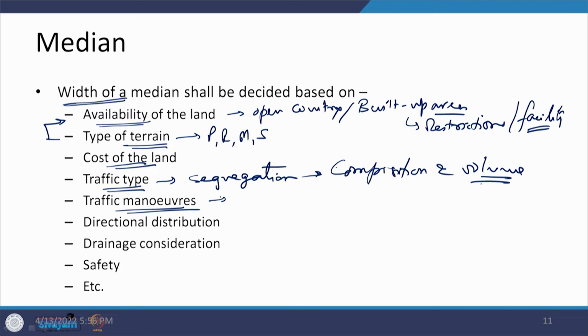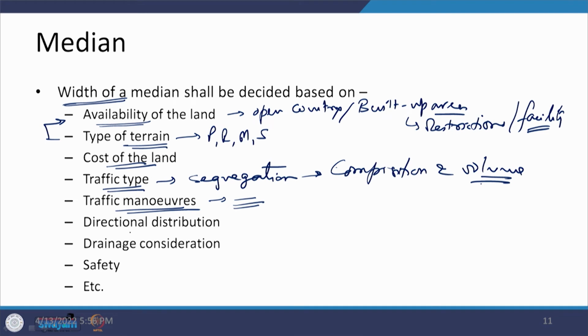So, we have a right turning, we have a left turning, the traffic is moving straight, there is a merging or diverging traffic. So, all these type of maneuvers are there, and if we have to segregate them, then what are the ways in which that can be done is what we are looking here. Directional distributions. So, that means we are talking in terms of a divided system to be provided, so that we can segregate the traffic in this direction also.